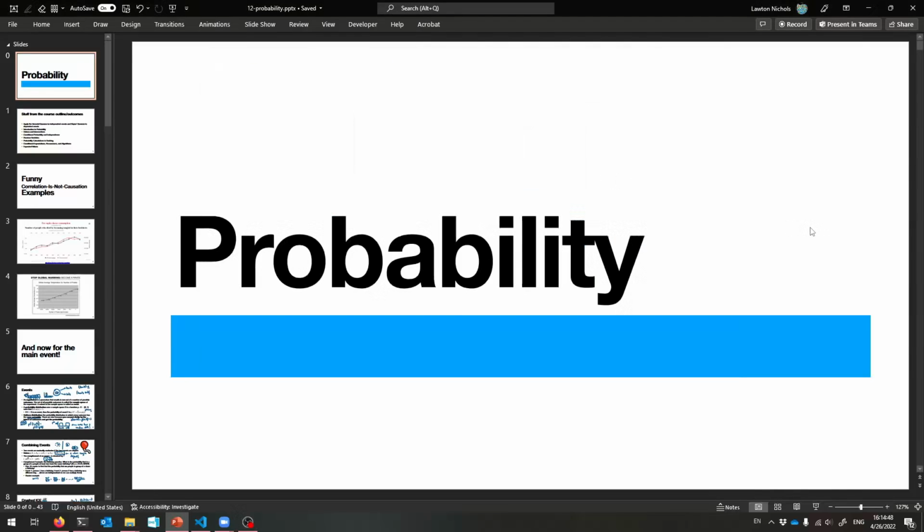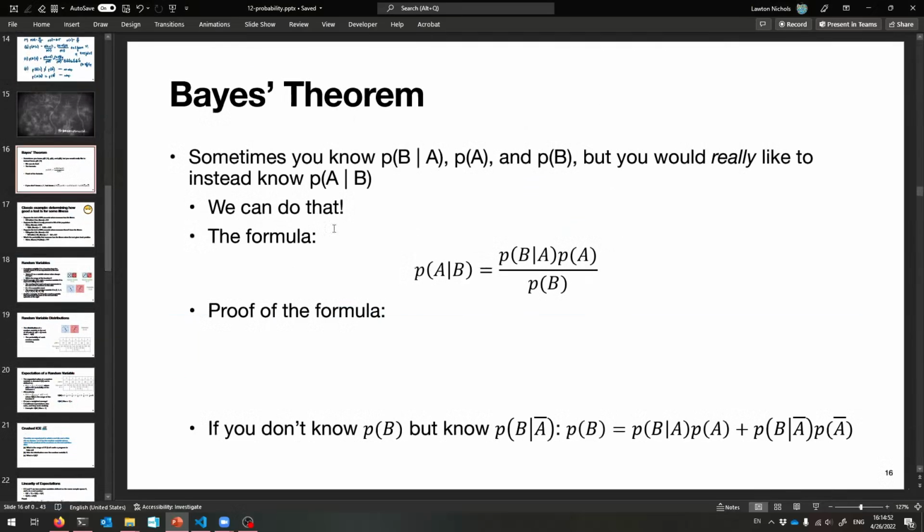Alright, welcome back to the probability slides. Let's finish them up. We were talking about conditional probability, and now we have a very major feature of conditional probability. It's called Bayes' theorem. It's a very exciting thing that everyone should know. So let's talk about it.